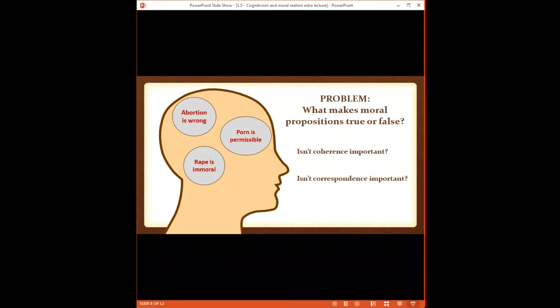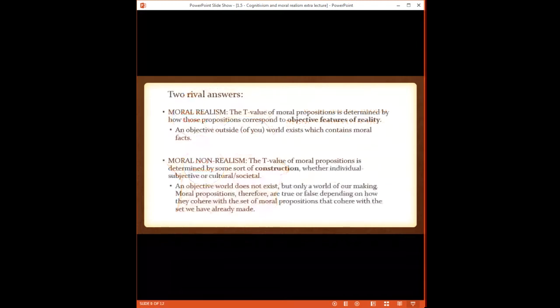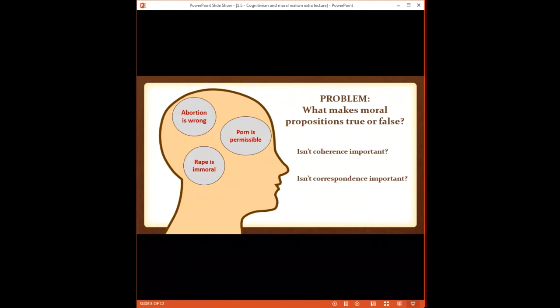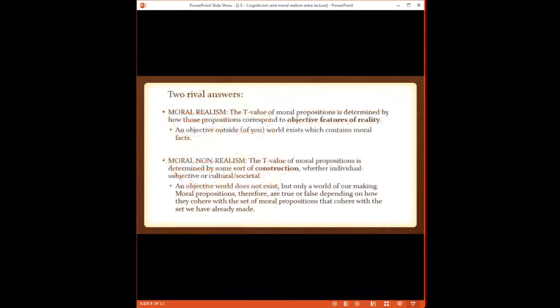And I think that's where a course like this is helpful, because we have all kinds of opinions on all kinds of things. But what we actually really need to be able to do is show how they all work together and cohere together. So what makes moral propositions true or false? Is coherence important, or is correspondence important? And there's really the two rival answers that we're going to start getting into further on in this course now.